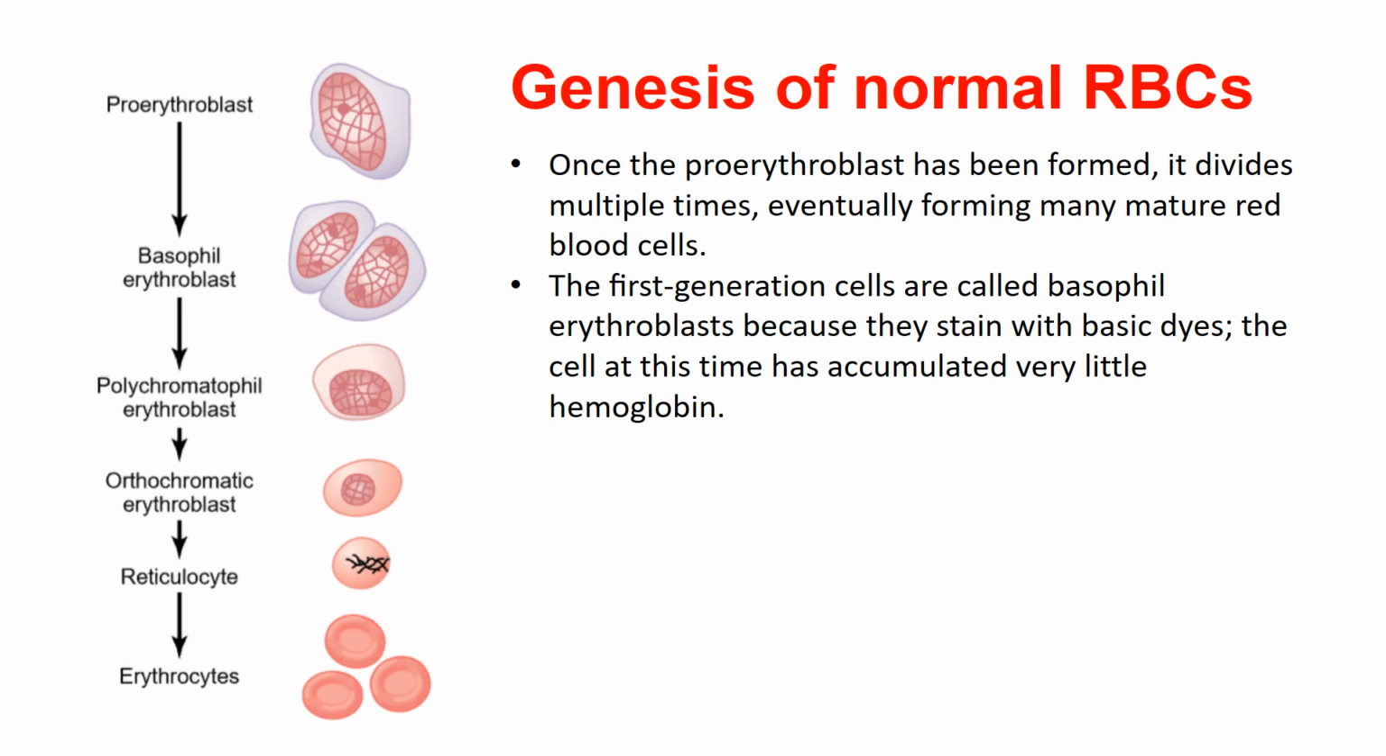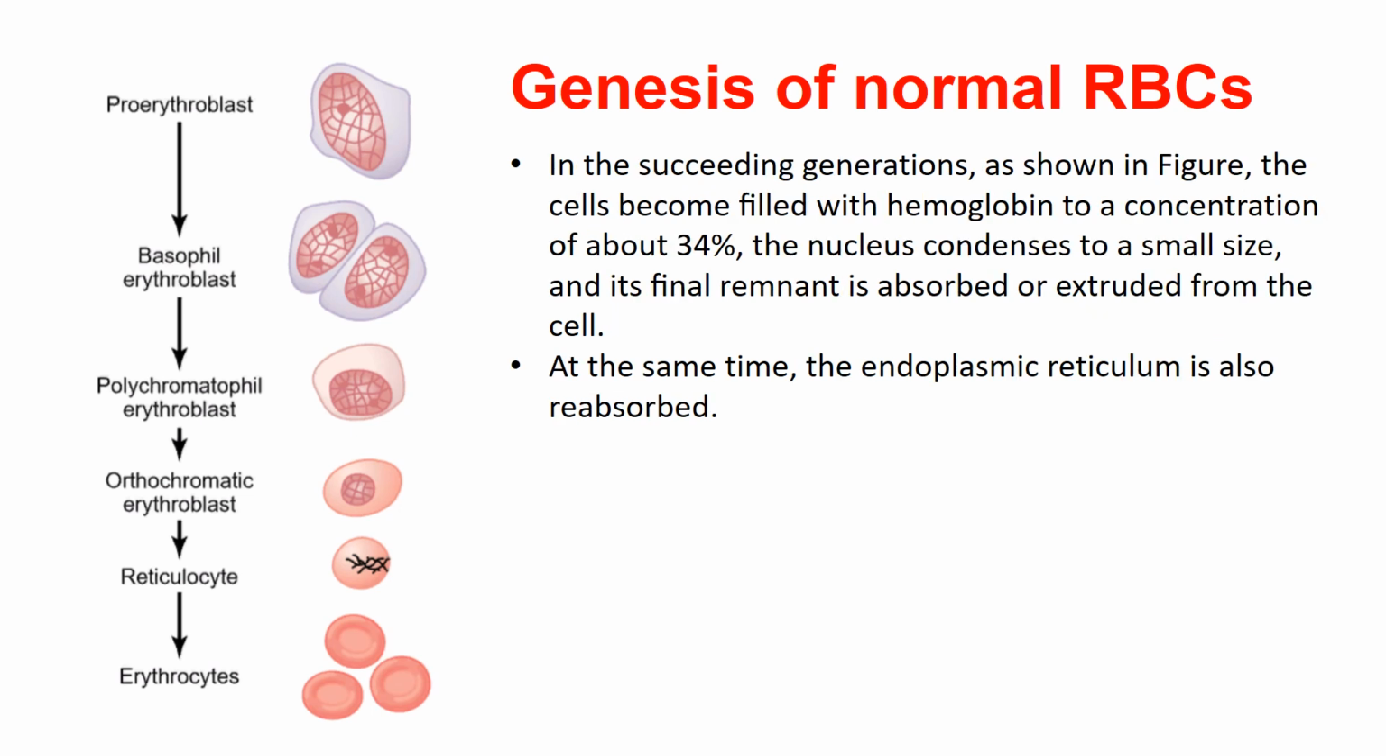The first generation cells are called basophil erythroblasts because they stain with basic dyes. The cell at this time has accumulated very little hemoglobin. In the succeeding generations, as shown in the figure, the cells become filled with hemoglobin to a concentration of about 34%, the nucleus condenses to a small size, and its final remnant is absorbed or extruded from the cell. At the same time, the endoplasmic reticulum is also reabsorbed.